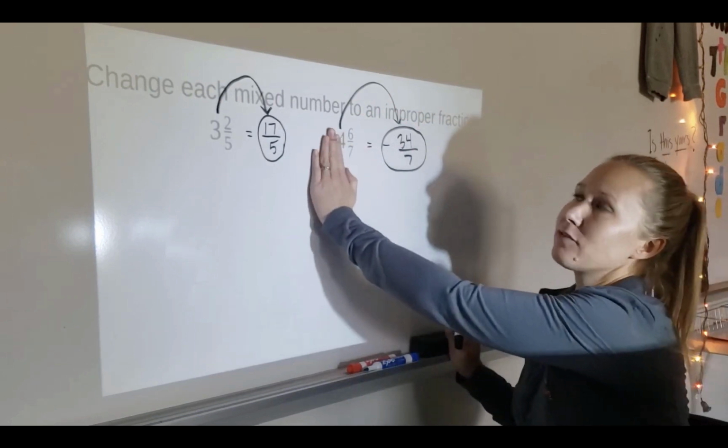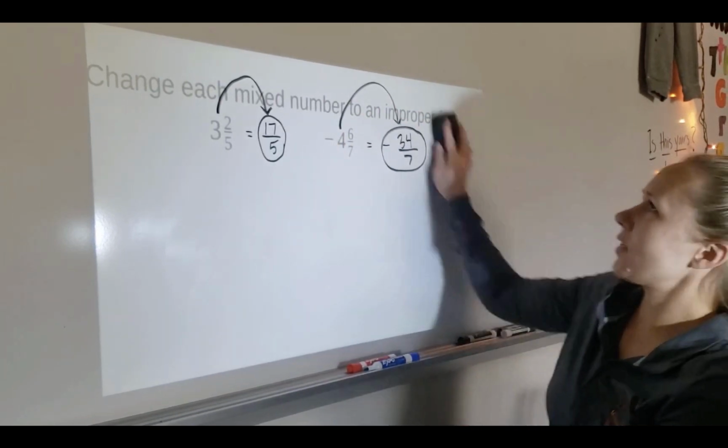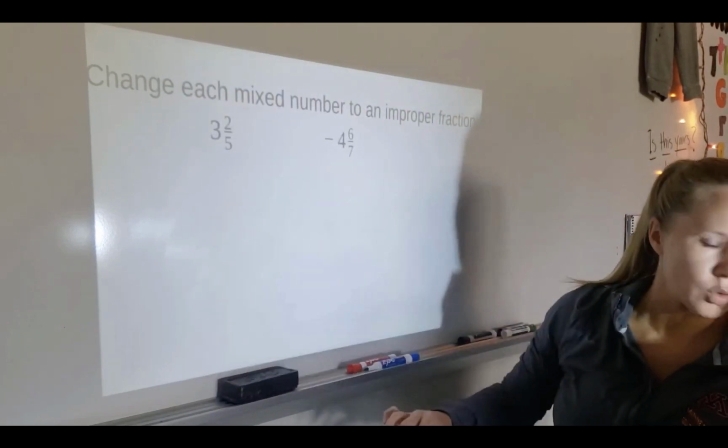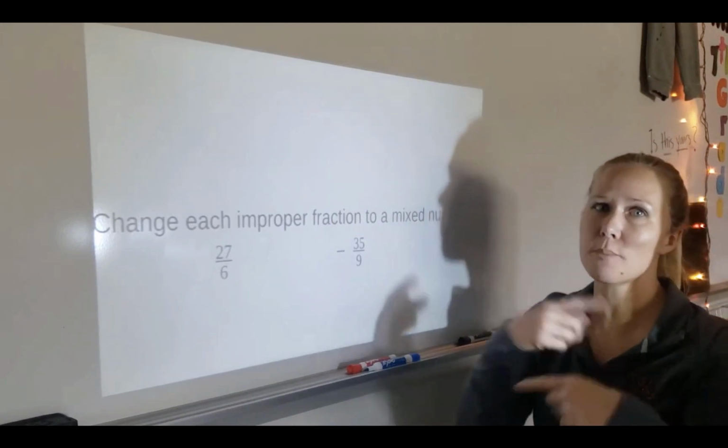Okay, but I didn't even have to worry about the negative when I was converting it. All right, let's try the next 2. Change each improper fraction to a mixed number. So now we're going to go backwards.